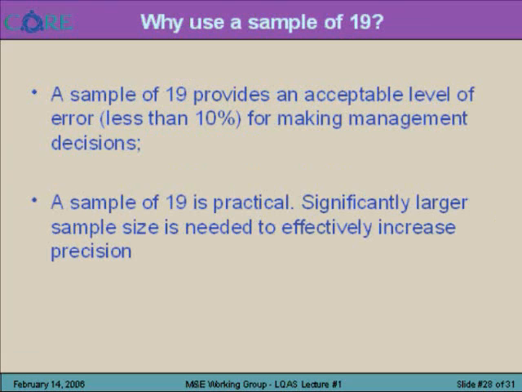As for why use a small sample of 19, well, a sample of 19 keeps us at an acceptable level of error, mostly less than 10%, for making management decisions. And also, such a sample of 19 is practical for the type of decisions that we want to make. If we want to increase the precision of results from a survey using LQAS, we would need to significantly increase the sample size.